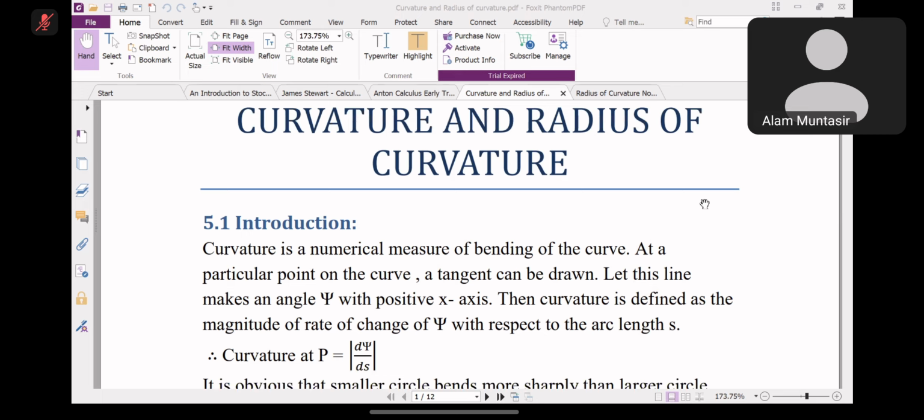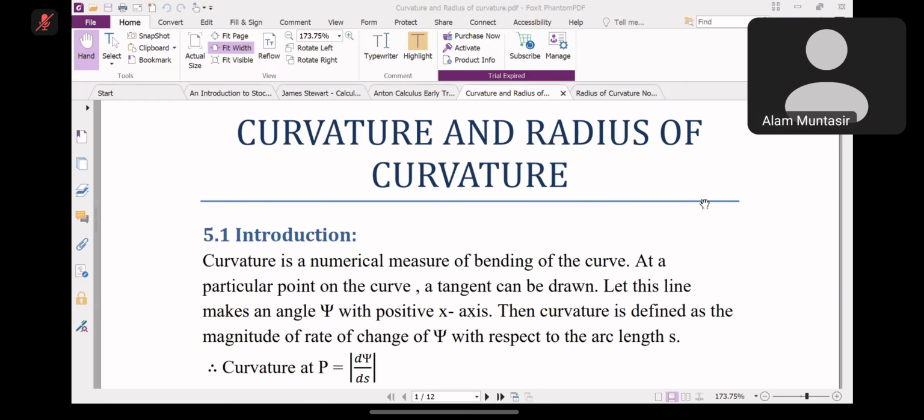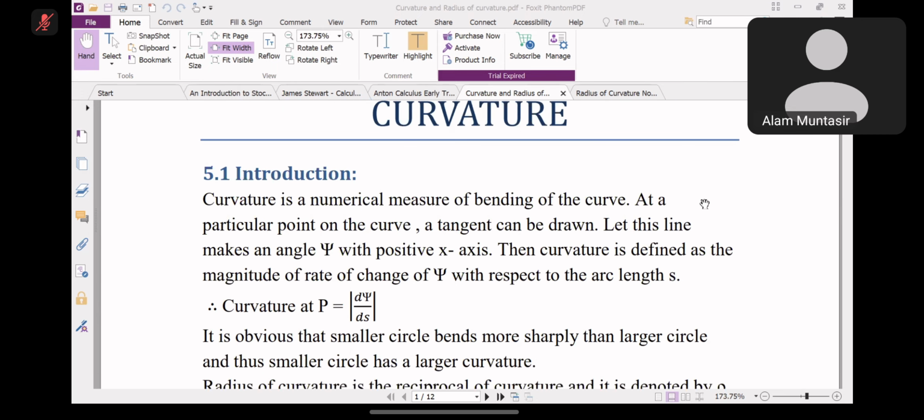Literally, curvature is the bending tendency of a curve. So how sharply or how quickly the curve is tending to bend is measured through the numerical term radius of curvature, as well as curvature at a given point on a given curve. From the introduction, we could see curvature is a numerical measure of bending of the curve.